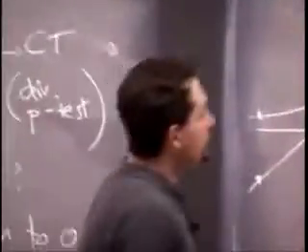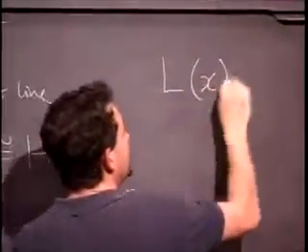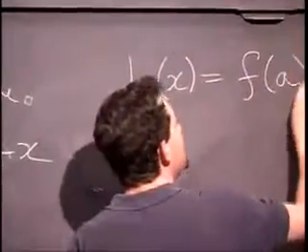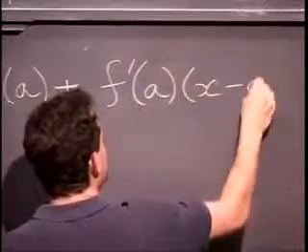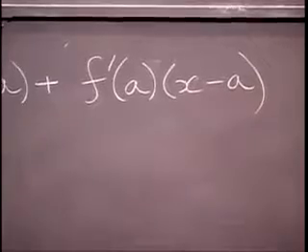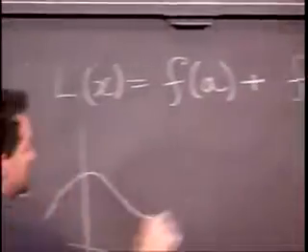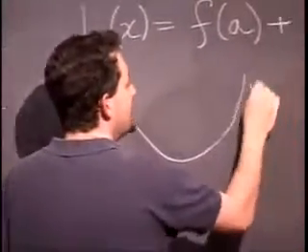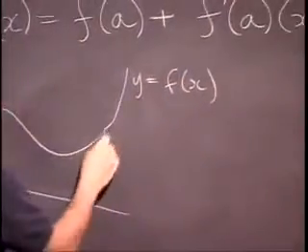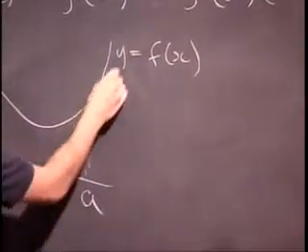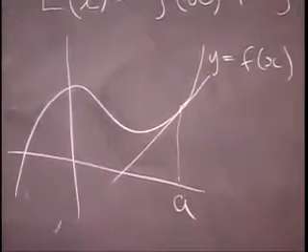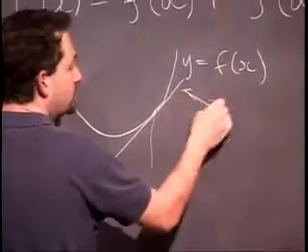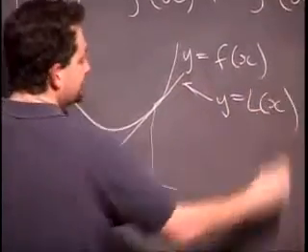What was the general formula for linearization? Well, you may recall that we wrote L of x in general is f of a plus f prime of a times x minus a. That hopefully rings a bell. Remember, this is the more general case where you have some old function like this, y equals f of x, and you pick a point a, and this line, that's the equation of the tangent line. L of x is this line, y equals L of x, the linearization.